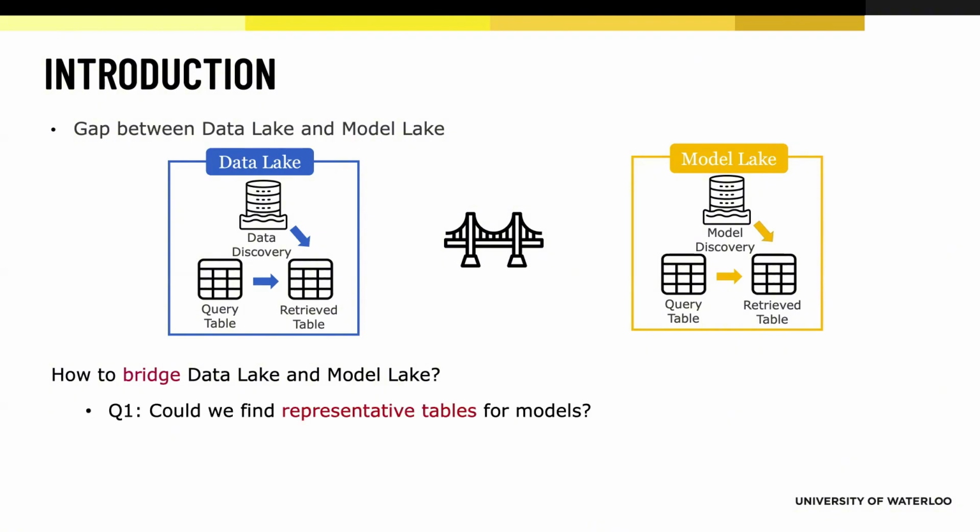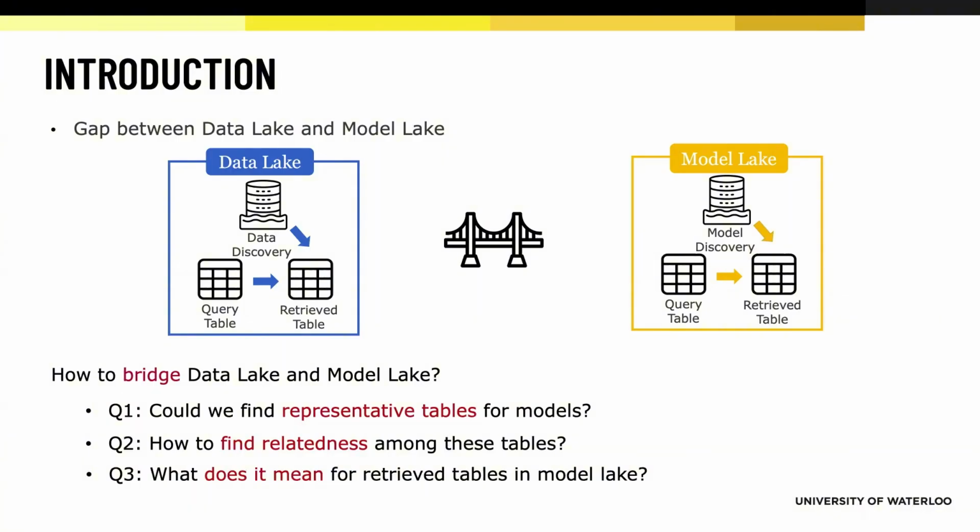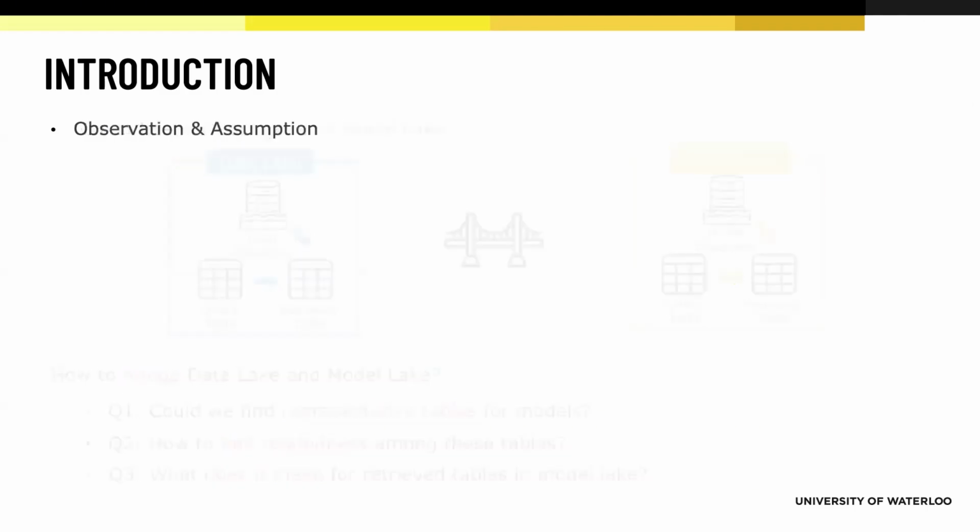The first question is whether we can find the representative tables over the model lake to describe the model fully. The second question is how to find the relatedness among these tables, because after we embed these techniques into the model lake, we need to do some evaluation on it. And the third question is, even though we indeed retrieve some models, what does it mean in this domain? Next, we are going to address these 3 questions in our work.